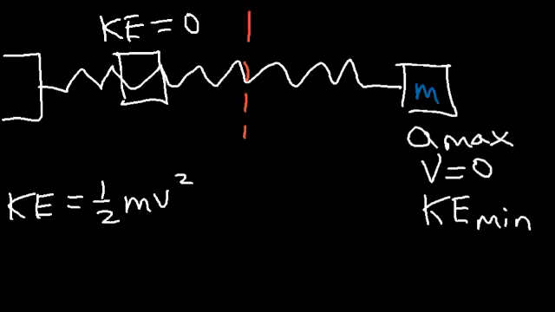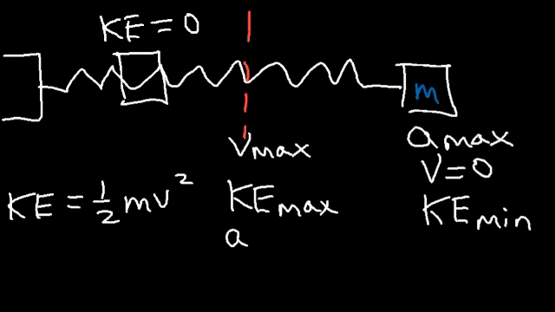Now, at the equilibrium position, the velocity is at a max. So therefore, KE is at its maximum value at the equilibrium position. As we mentioned before, the acceleration is 0 at the equilibrium position, and the restoring force is equal to 0 since x is 0, and F equals kx, so k times 0 is 0.